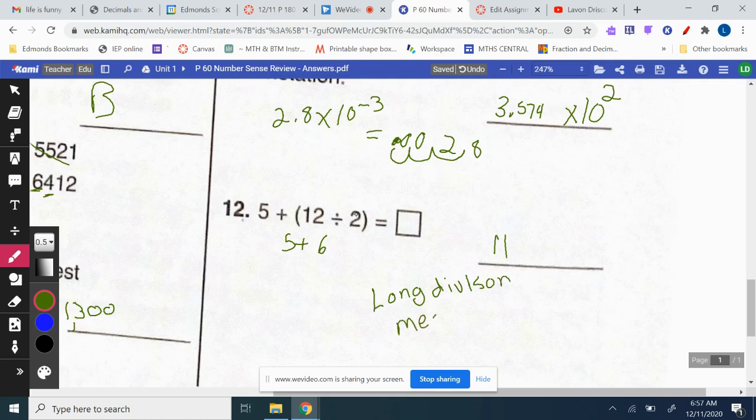Mean, median, mode, and range. Remember the raps I made you listen to that you hated. But come find me if you need some help.